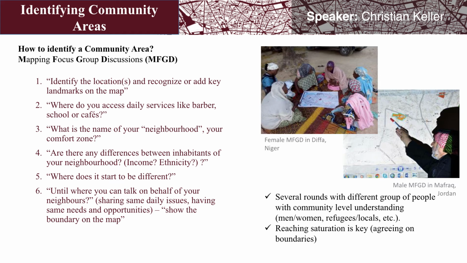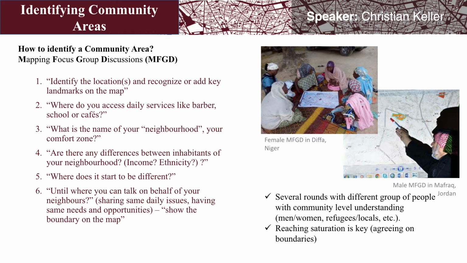Based on this rationale, let me now show you how we identify community areas or areas of knowledge. We use a very well-known qualitative research approach, focus group discussions, and we add a participatory mapping component. So we're talking about mapping focus group discussions. Armed with maps at different zoom levels, color pens, a note taker and a facilitator, we go to communities and conduct MFGDs, mapping focus group discussions, with 5 to 10 community members, usually of the same sex and same population type. That means either host population or displaced population.